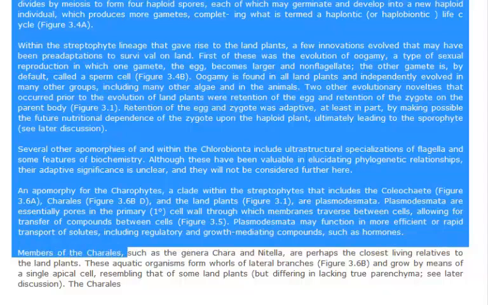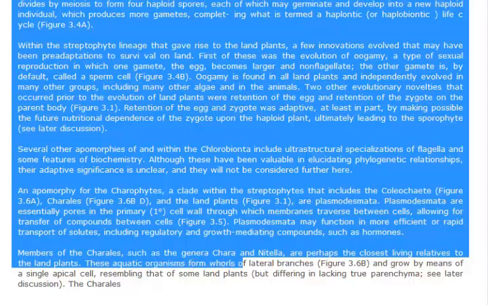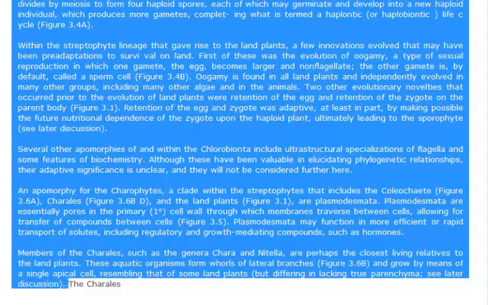Members of the Charales, such as the genera Chara and Nitella, are perhaps the closest living relatives to the land plants. These aquatic organisms form whorls of lateral branches and grow by means of a single apical cell, resembling that of some land plants, the Charales.